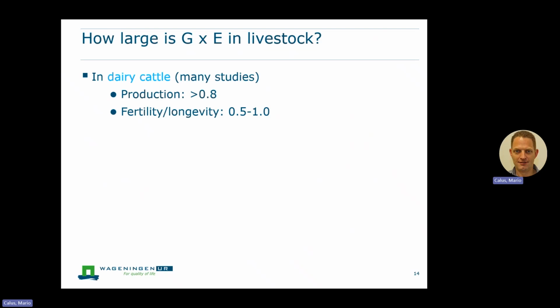So you can think about the lowest values of 0.8. You may see this between, let's say, large-scale facilities in the US, where all the animals are kept indoor, versus grazing systems such as in Ireland and New Zealand. If you look at fertility and longevity, then there's a larger bandwidth of correlations, and some are as low as 0.5, and then it really starts to have an impact.